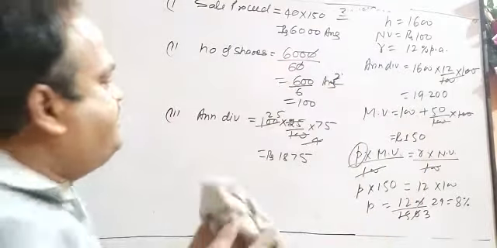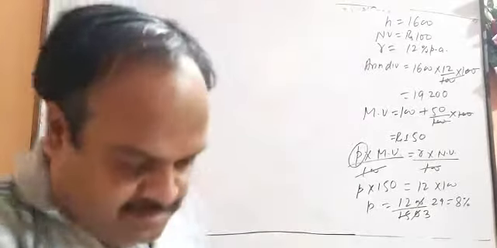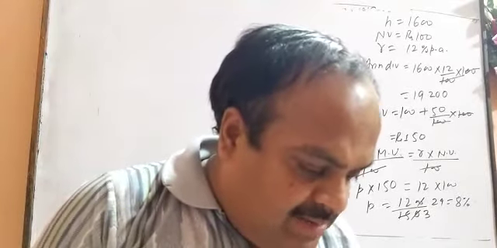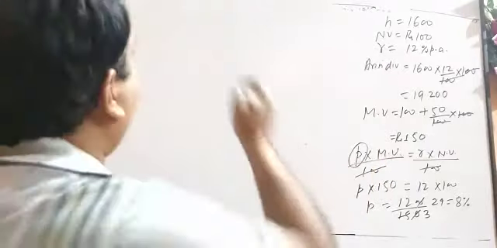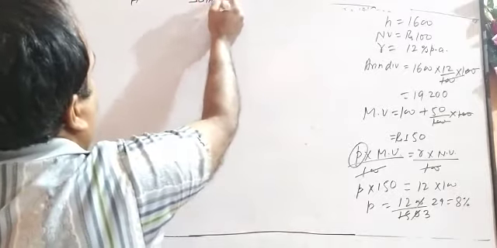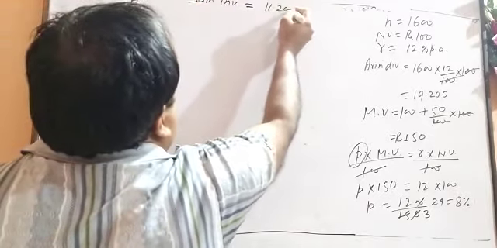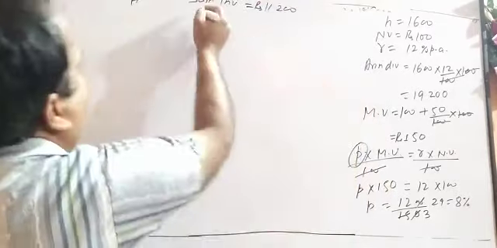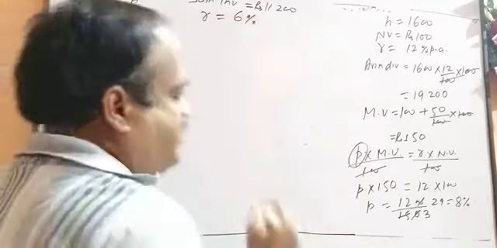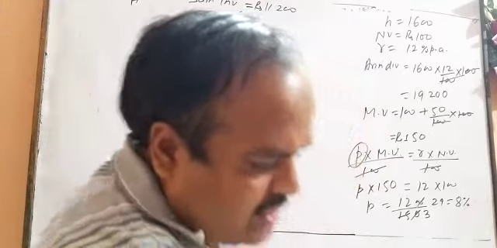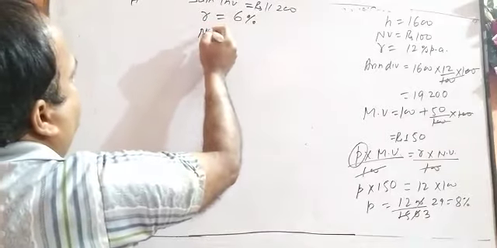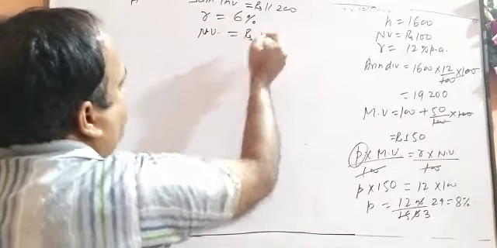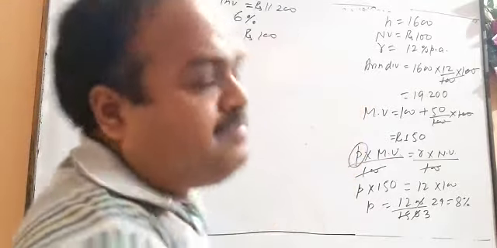Now question number 14. A man invests 11,200 rupees in a company paying 6% dividend, when 100 rupee shares can be bought for 140.